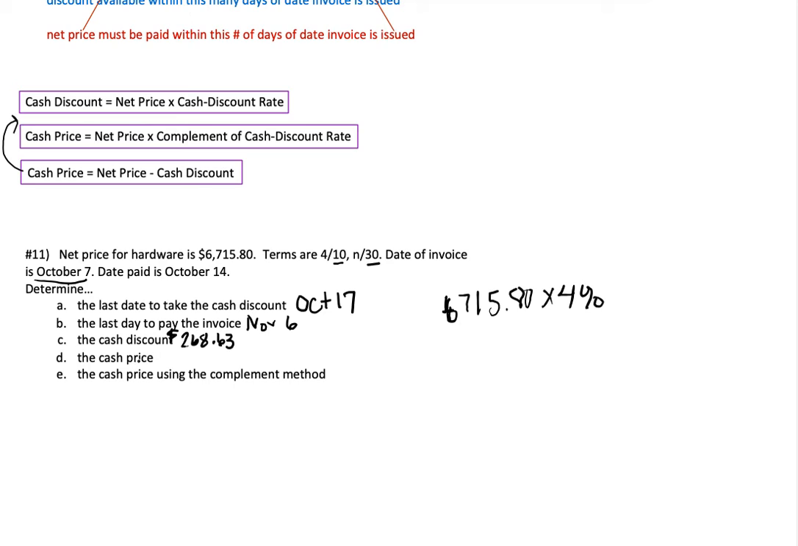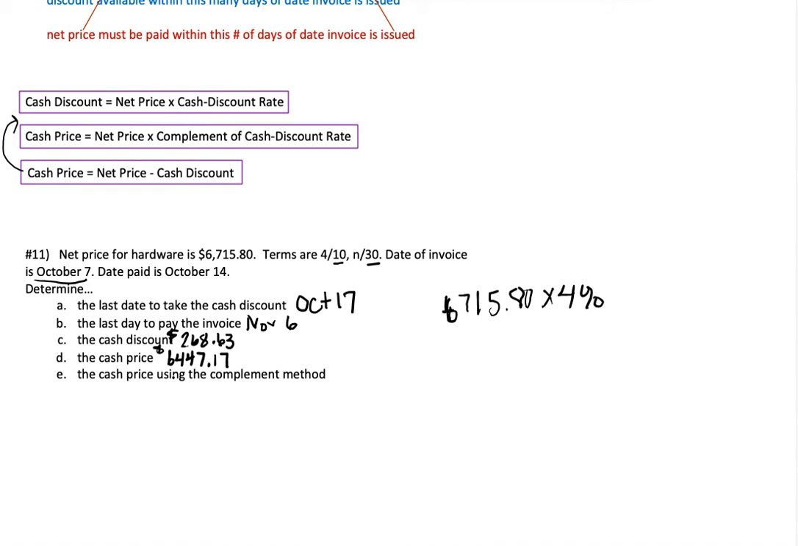Okay, the cash price then is going to be the net price minus the discount. So you're going to take your $6,715.80 and subtract your $268.63. You should get $6,447.17.